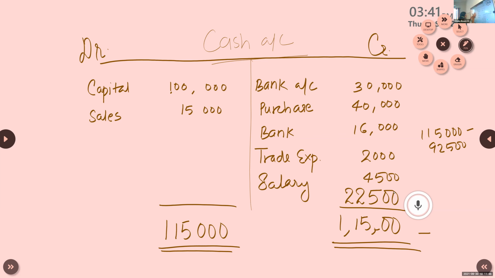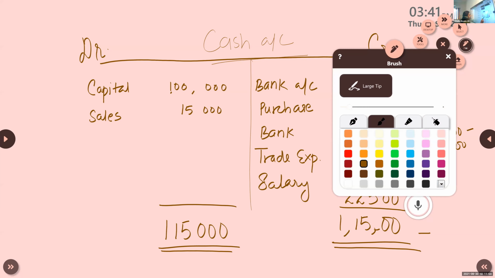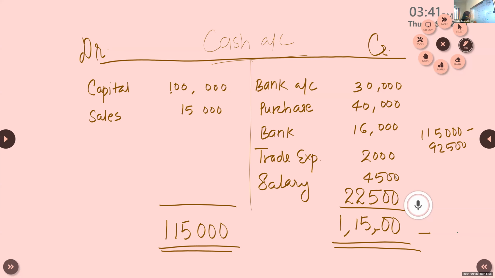Where? On the side where there is a lesser amount, that is, on the credit side. To make it equal to the total, we will write the amount on the credit side, 22,500, and that is called the balancing figure. Note down all these terms. What is a balancing figure? The difference between the total and the side which shows the lesser amount.